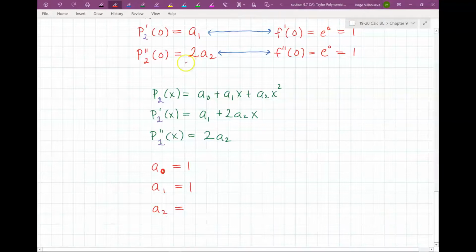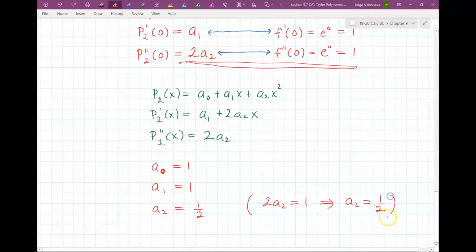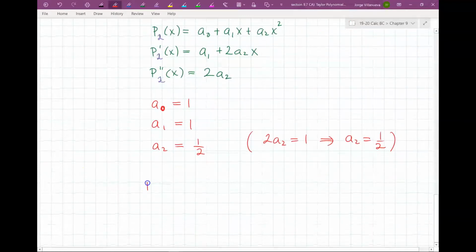So a sub 2 is right here. It's half, right? A sub 2 is half. And the reason is because 2 a sub 2 has to equal 1, which implies that a sub 2 must be half. Maybe I'll erase that and put it like this. All right, so now that I know my values, I can just write my formula. P sub 2 of x is equal to 1 plus x plus half x squared.